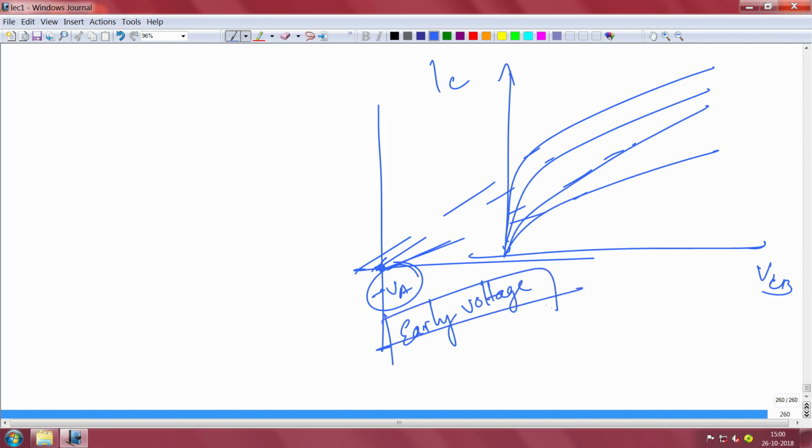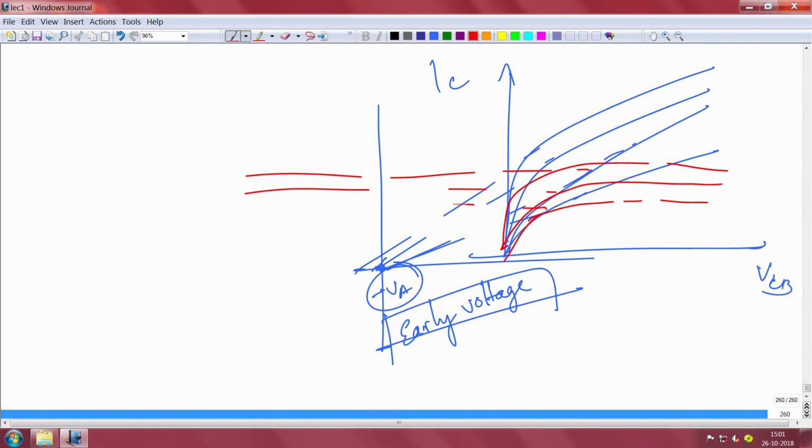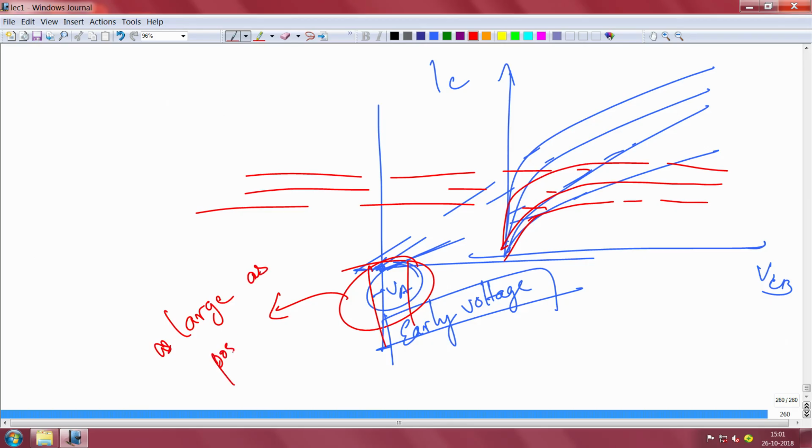Ideally, you want the early voltage to be minus infinity, because if this is exactly parallel, a transistor should have this saturated current exactly parallel. In this case, the lines will never meet. So, this is infinity. In other words, you want the early voltage to be as large as possible in terms of negative, absolute negative value. You want it to be as large as possible.